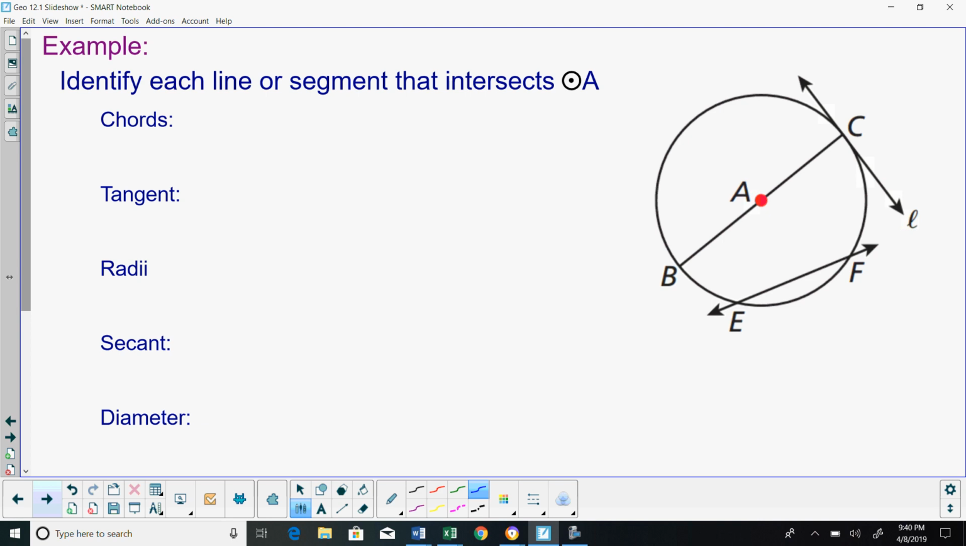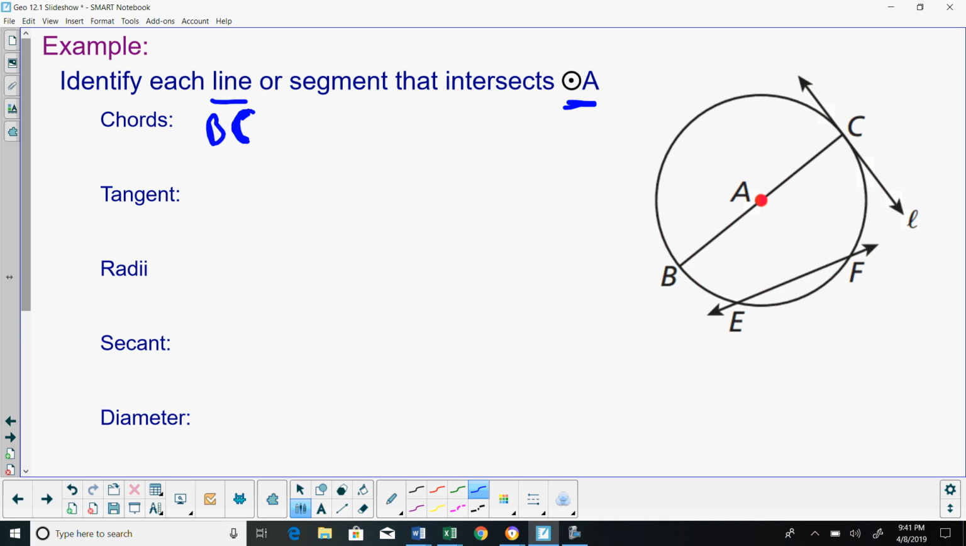So let's take a look at this example. We're going to identify each line or segment that intersects circle A. And of course, when we say circle A, we mean a circle with point A as its center. So in this case, can you name a chord in this circle? Well, I think I would name a chord like segment BC, right, with a little segment bar over the top. So that's segment BC. That would be 1.